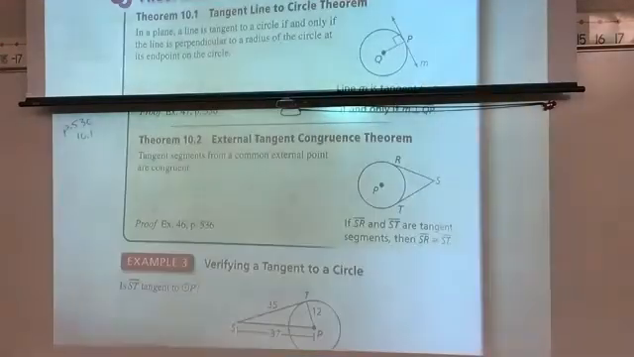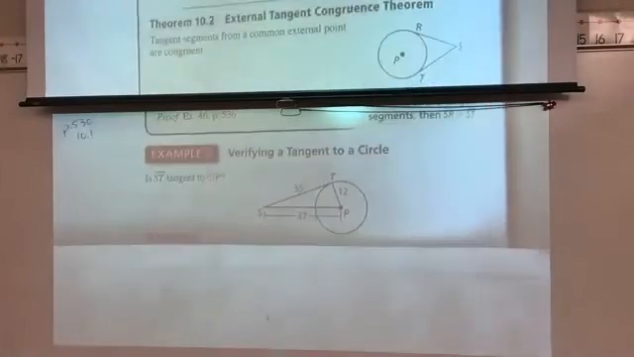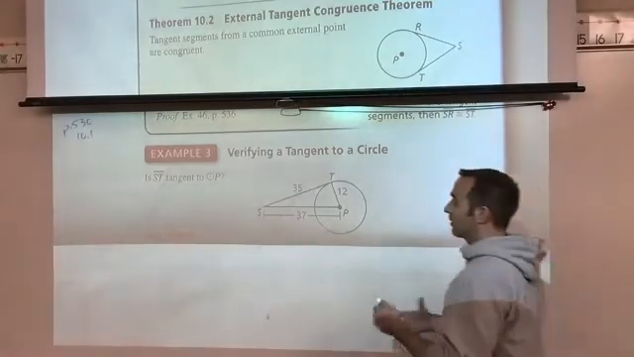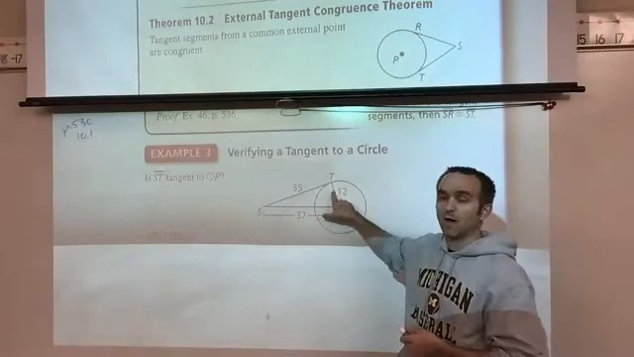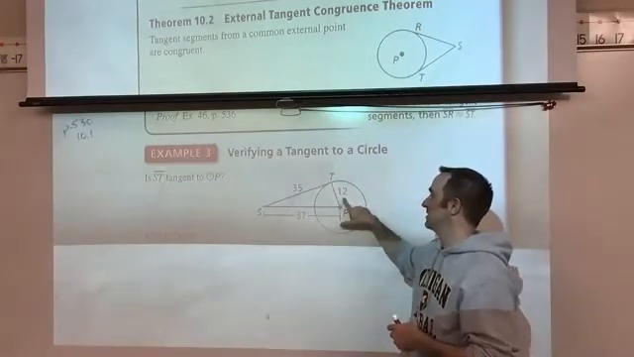Let's take a look at some of the types of questions that we're going to see. We're going to see a type of question where it says, is ST tangent to circle P? And this is where that biconditional, that first theorem comes in. Is it tangent? Well, what do we know? If it is tangent, that means this is going to be a right angle. Well, how do I prove that this is a right angle? I use Pythagorean theorem to see if this works.